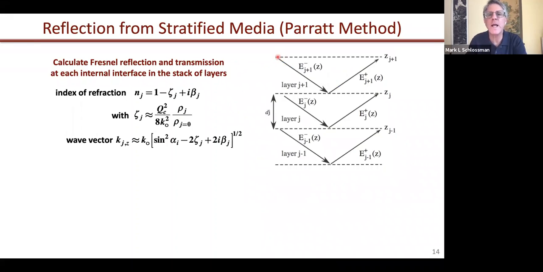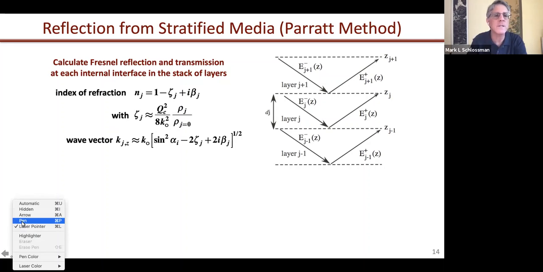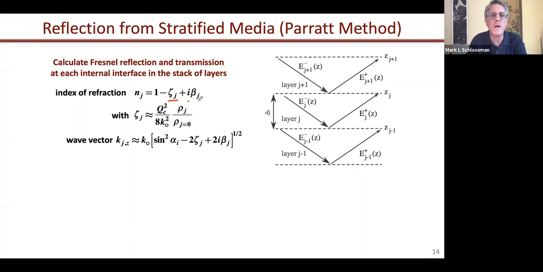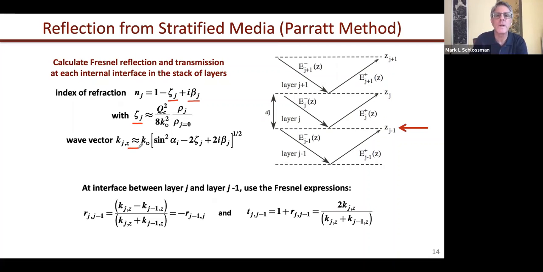Since each layer has a step function variation from one layer to the next, we can use the Fresnel reflection and transmission coefficients that we had just derived a few moments ago. We assign an index of refraction n sub j to each of these layers. n sub j has the zeta and the beta parts, which I'll write the zeta part like this, which is basically what we had before, except I've taken an approximation for the small angles that are appropriate for our interests. And then again, the same sort of approximation for the wave vector.